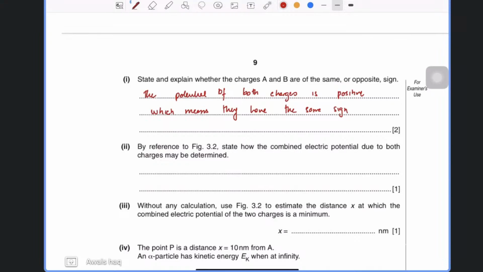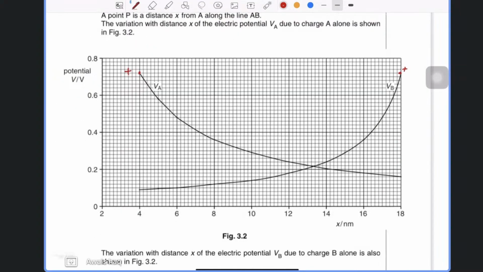Then it says by reference state how the combined electric field due to both charges may be determined. So, electric field strength. How do we determine the combined electric field due to both charges? It's very easy. You add up each individual point, and when you add these two lines, you get a potential graph like this, which is the net graph. That's what they're talking about.